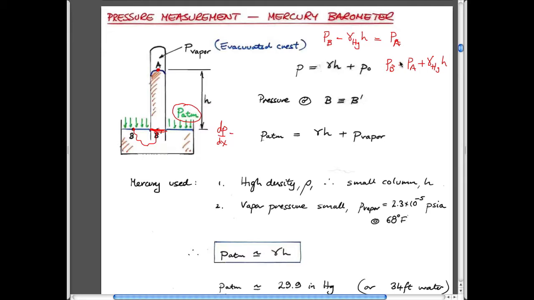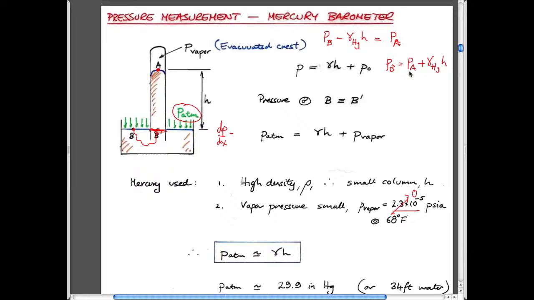The reason that mercury is used is for a couple of reasons. One, it's a really dense fluid, so you don't have to go up 2 stories to measure the height. It would be 30 feet if it was water. And the other reason is it has a really low vapor pressure. The vapor pressure here is 2.3 times 10 to the minus 5 psi absolute. I said we wouldn't work in English units, but atmospheric pressure is 14.7. So this is 6 orders of magnitude smaller. So this is basically 0.